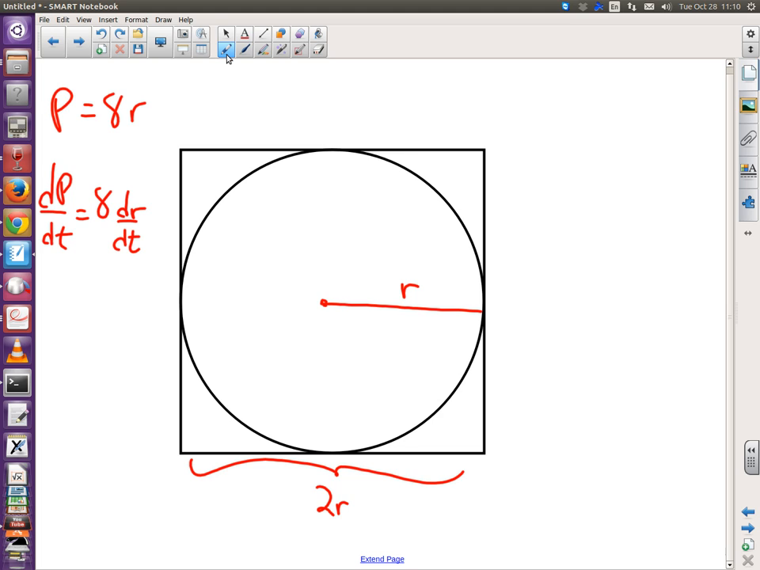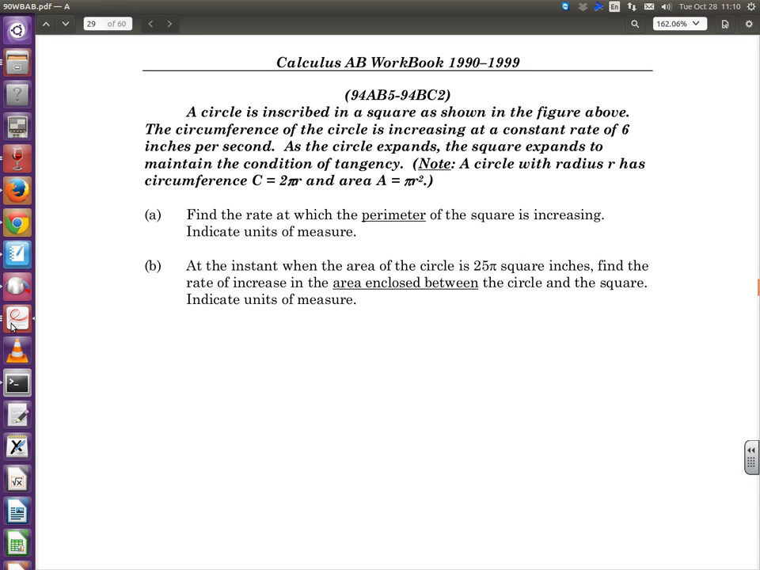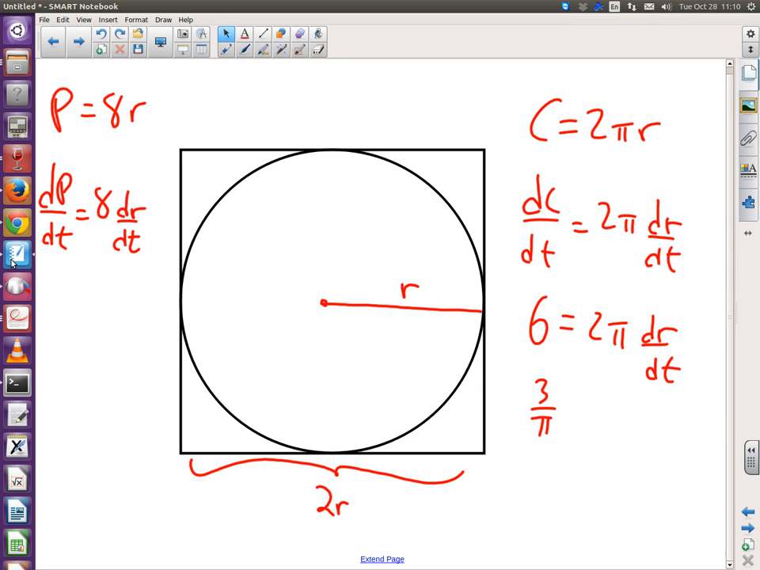What's our dr/dt? Well, the circumference is given, right? So dC/dt is going to be 2 pi dr/dt. But they gave you dC/dt was 6. So divide by 2 pi and you get 3 over pi. Whatever the units are. What are the units? 6 inches per second. Okay. So the units are in inches per second for dr/dt. r is in inches. t is in seconds.